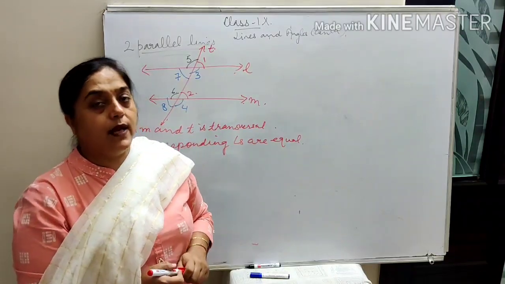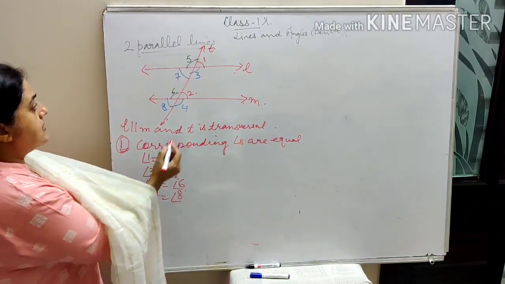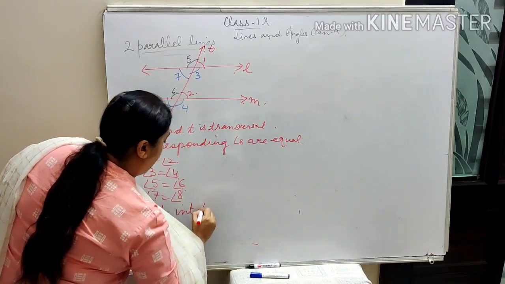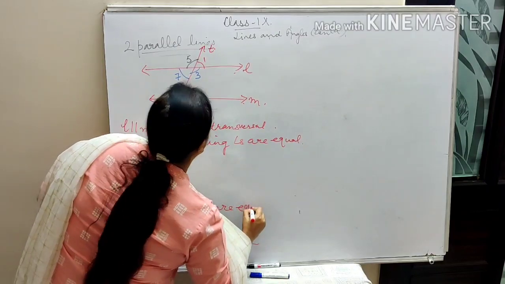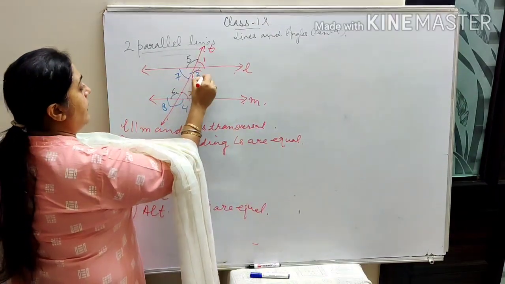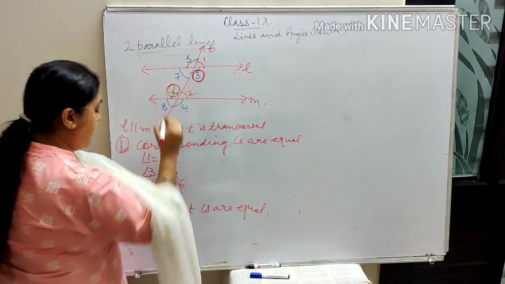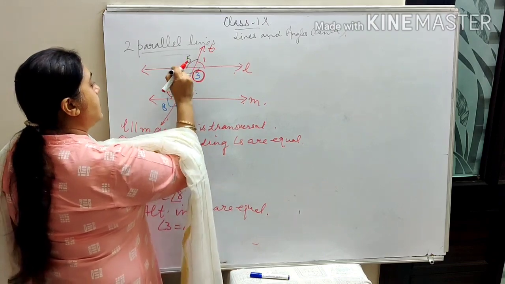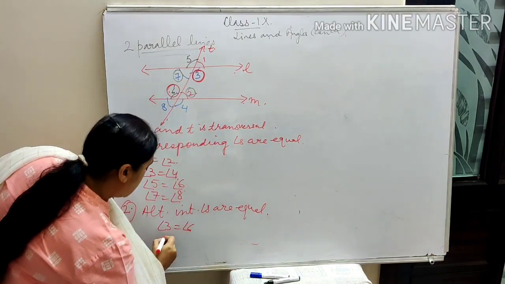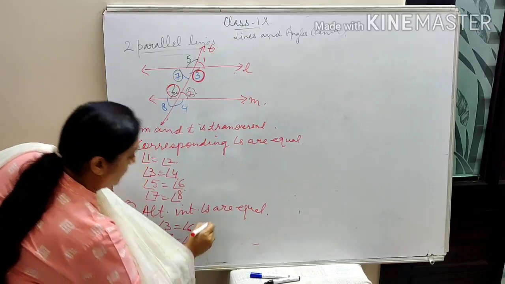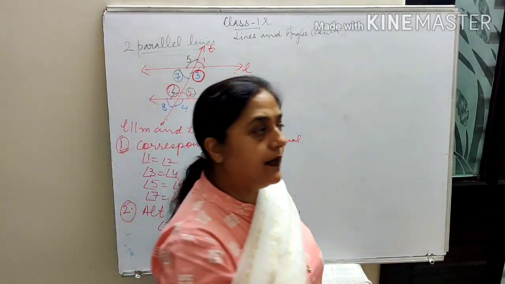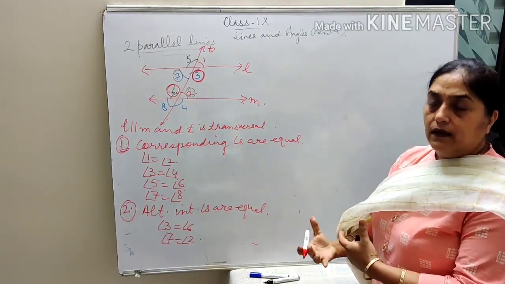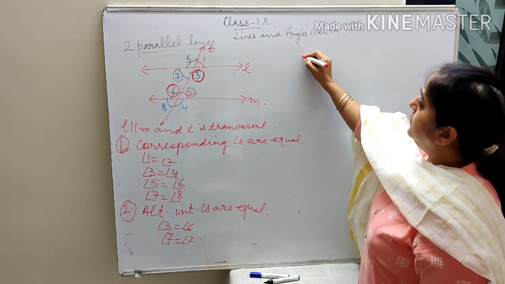Okay? When the 2 lines are parallel, then what happens? Their alternate interior angles are equal, right? So I will circle the alternate interior angles. 3 and 6. 3 equal to 6. Next pair is 7 equal to 2. So it is 7 equal to 2. This is the pair of alternate interior angles. Alternate interior का मतलब, interior का मतलब अंदर वाले angle, alternate का मतलब एक छोड़कर दूसरा.